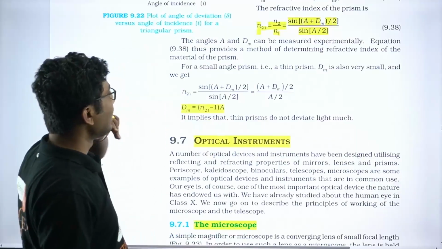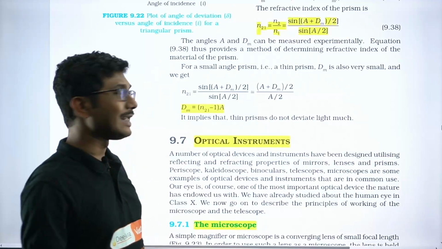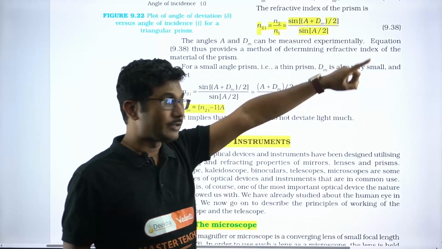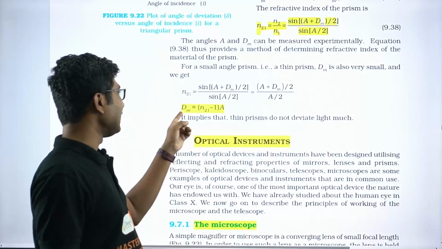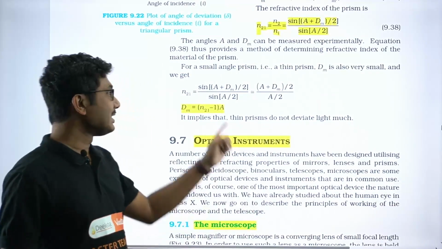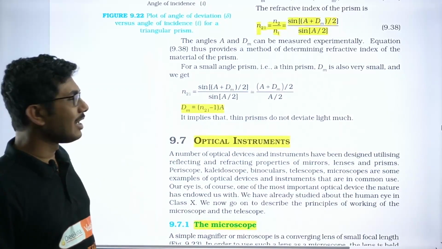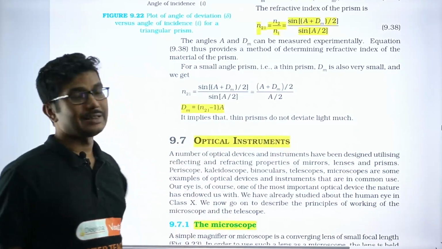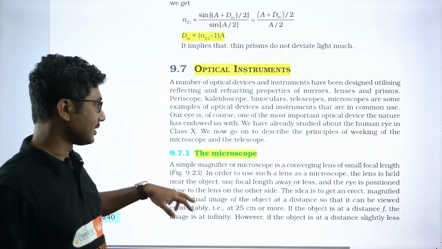In the case of a thin prism, the angle of the prism is very small, less than 10 degrees. So you can approximate sine theta to be equal to theta. It becomes A plus delta m by 2, and A by 2. So basically you get delta m equals (n2 minus 1) into A. In this case it is independent of everything else and depends directly only on the angle of the prism. It also makes sense that a thin prism does not deviate the light much.